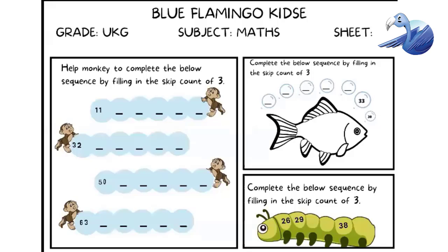So help the monkey to complete the below sequence by filling in the skip count of number 3. So what do you have to do? Like 11, 12, 13. Okay. So you have to write 14. Okay.